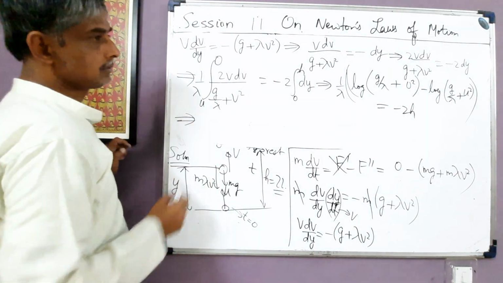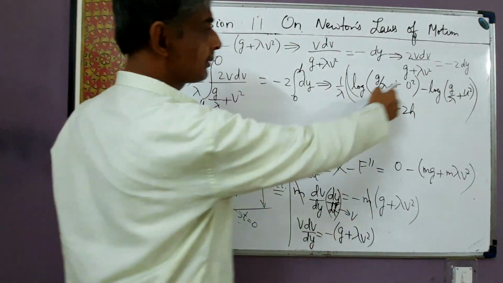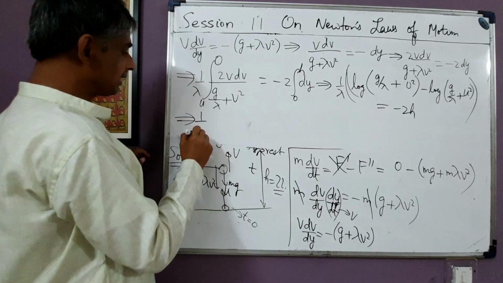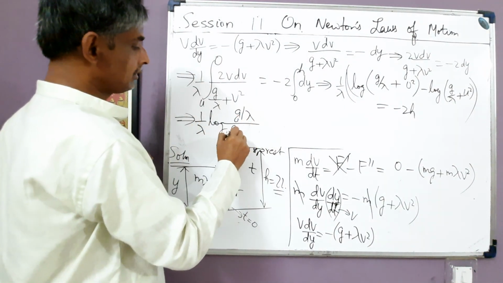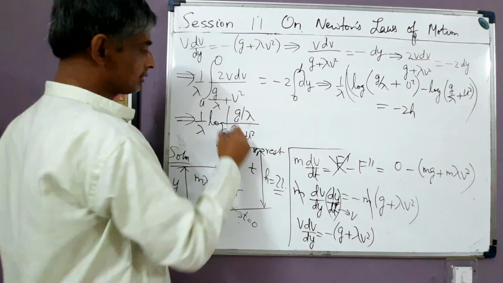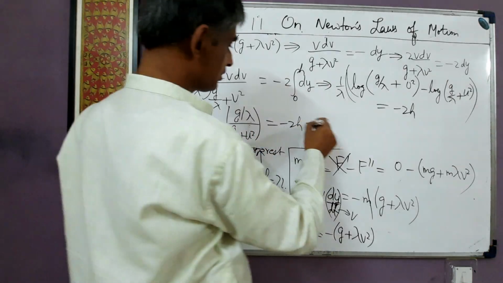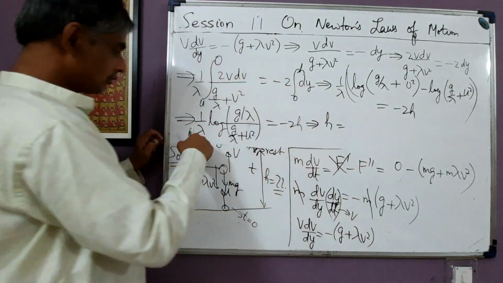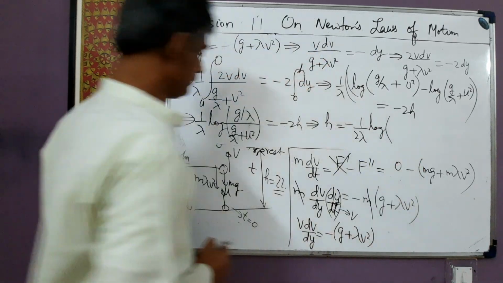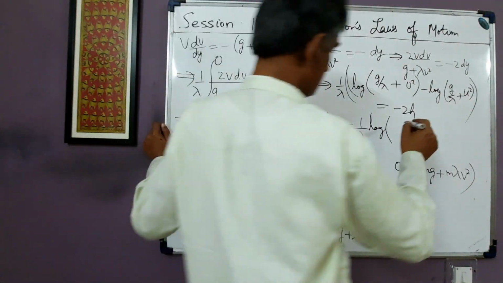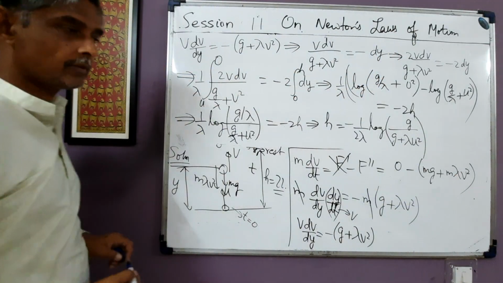So we get 1 by lambda common, and log a minus log b becomes log of a by b. So this becomes 1 by lambda log of g by lambda plus u square, and this becomes minus 2h. From this we can get the value of h. Minus 2 comes here, so it becomes minus 1 by 2 lambda log of g plus lambda times u square.